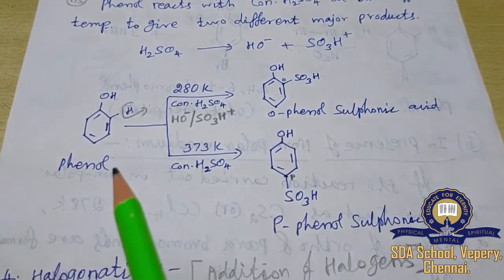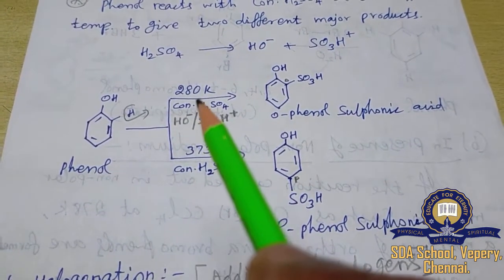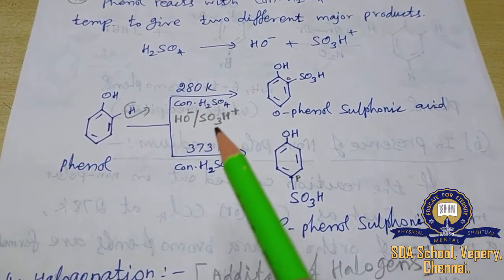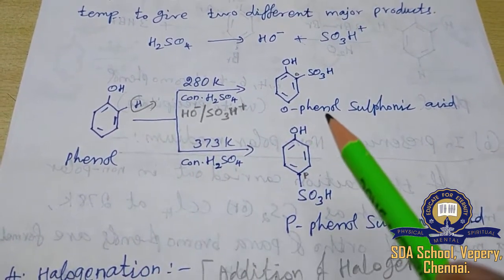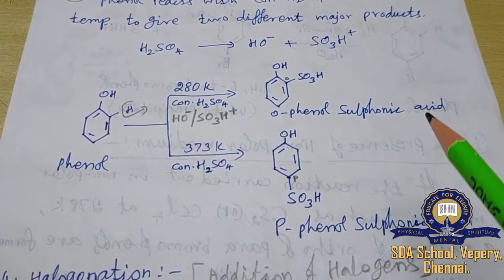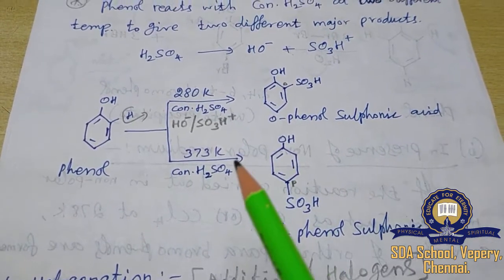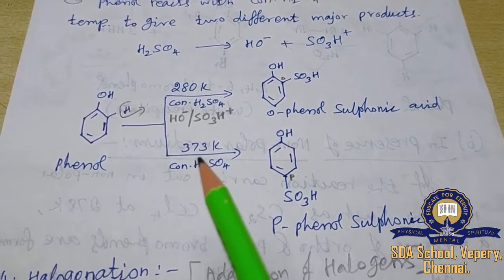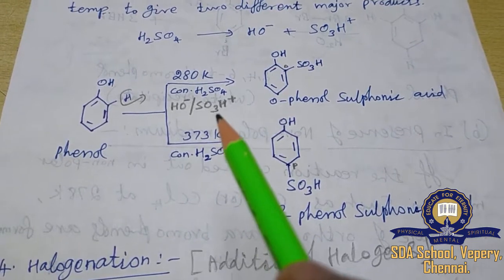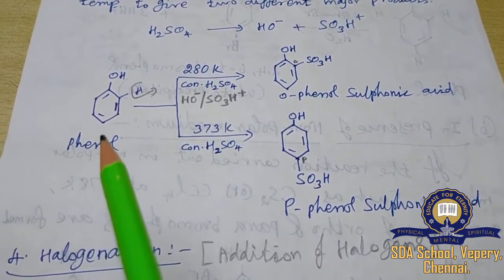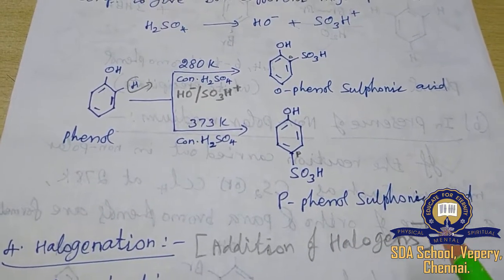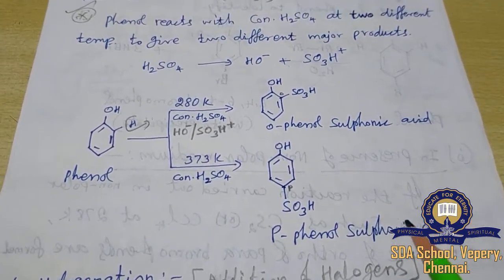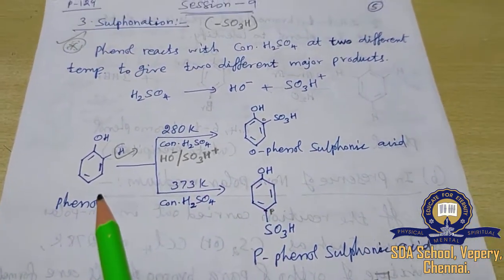Let us see. Phenol at 280 degree Kelvin, the sulfonyl group is introduced at the ortho position of the phenol to give the ortho isomer, ortho phenol sulfonic acid. At 373 degree Kelvin, the sulfonyl group is introduced at the para position to give the para isomer, that is para phenol sulfonic acid. So this is sulfonation on phenol.